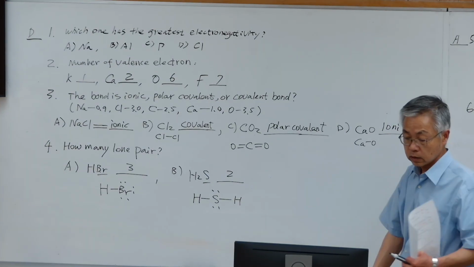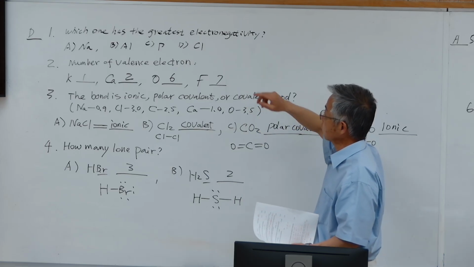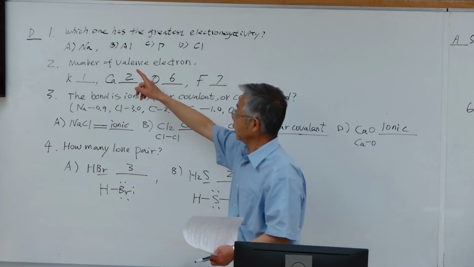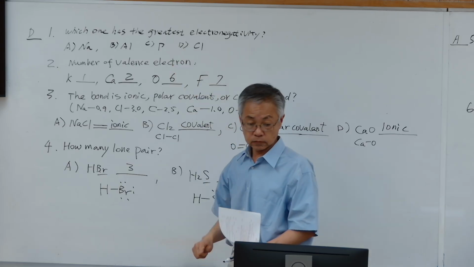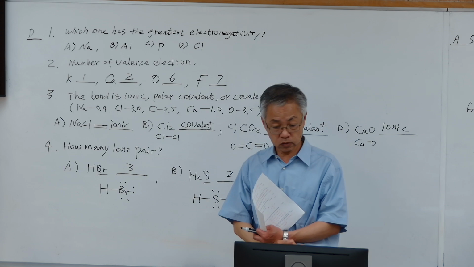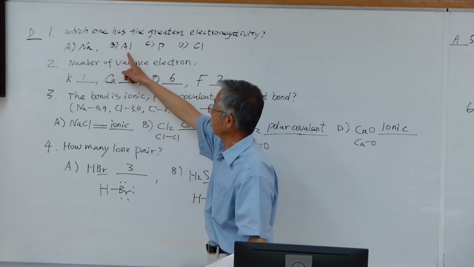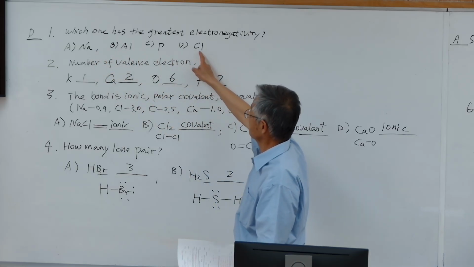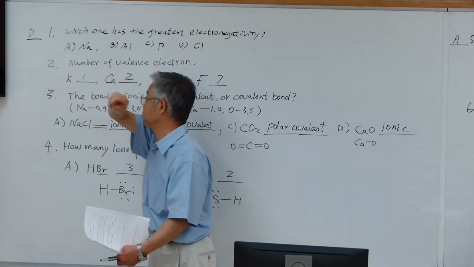Sorry, one more time. Question 1 asks you which one has the greatest electronegativity? A. Sodium. B. Aluminum. C. Phosphorus. D. Chlorine. For elements in the same period, electronegativity increases from left to right. This is group 1A, then group 2A, 3A, group 5A, group 6A. So from left to right, group 7A has the highest electronegativity. So your answer should be D.